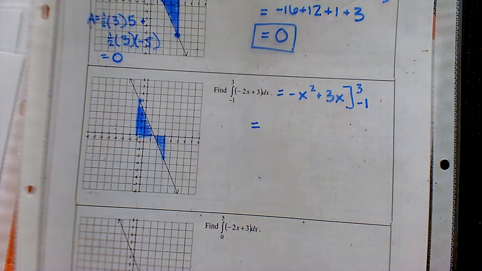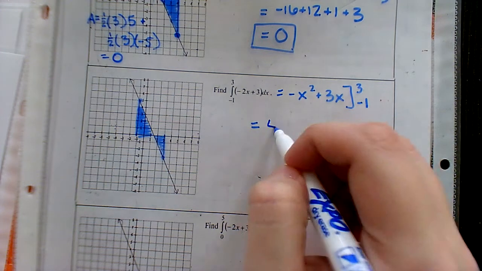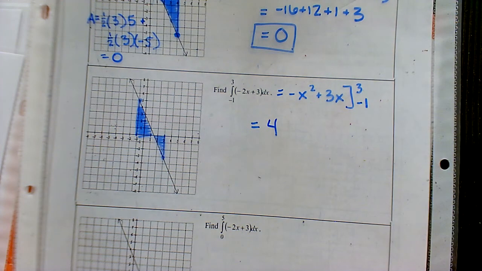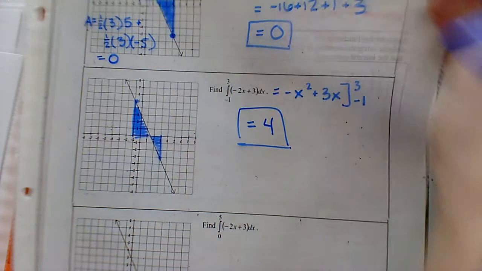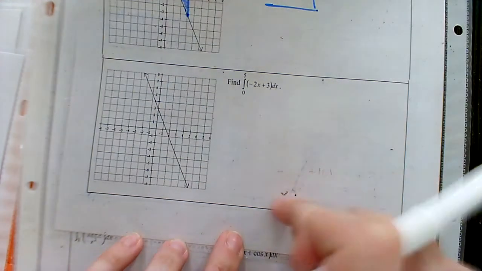Any takers? If you do top minus bottom. Four. Does that sound right? Do we need to go over that? No? All right. If you guys are on a roll, try the next one.